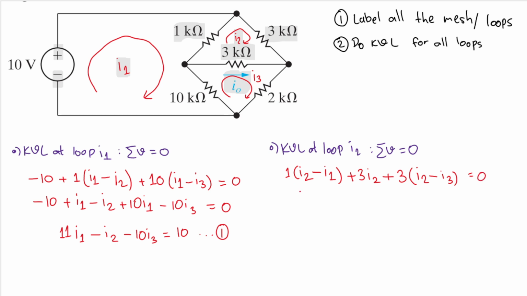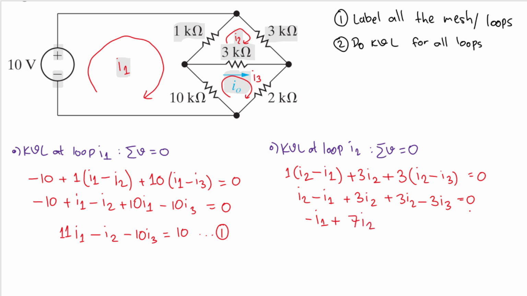Now let's do some mathematics. I2 minus I1, and then plus 3I2. Let's distribute this 3, so we'll have 3I2 minus 3I3. All of that will equal 0. Then we'll have minus I1, and then plus 1 plus 3 plus 3, that will be 7, I think. Yeah, 7I2.